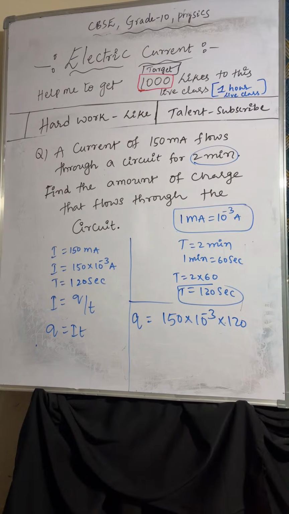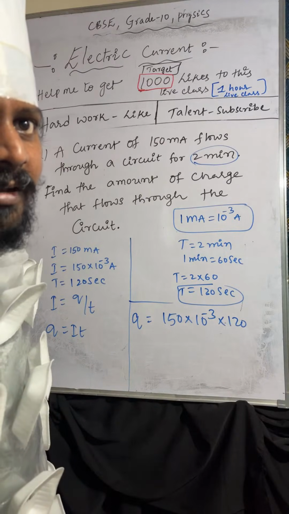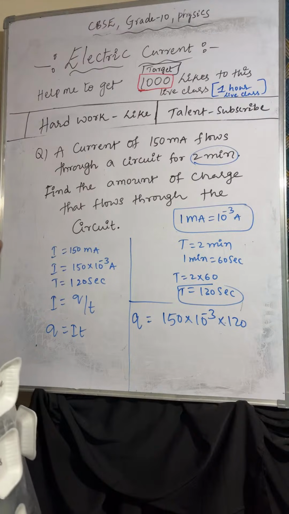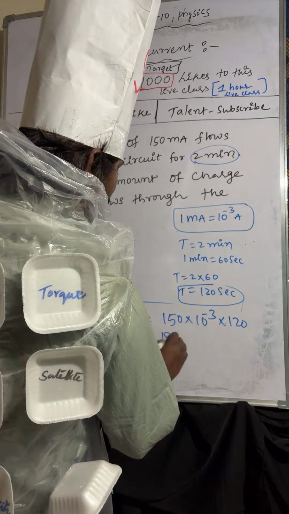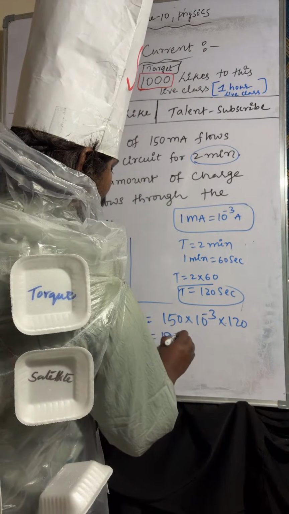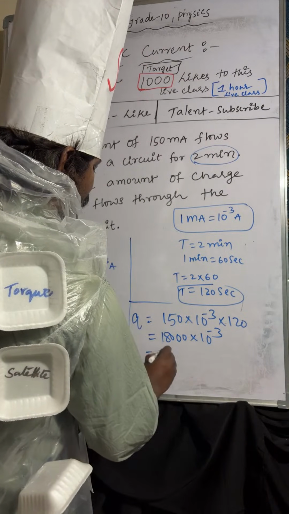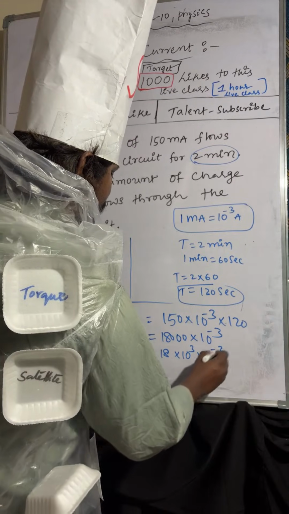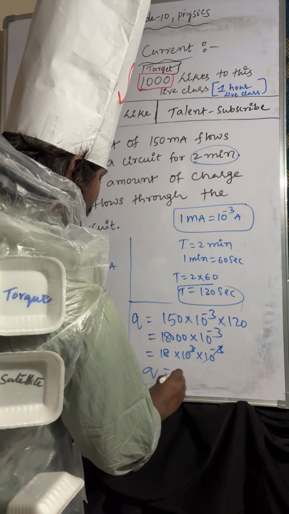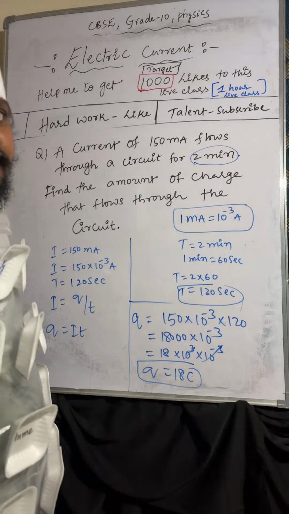Can anyone tell, 15 into 12? 180? Yes or no? Yes, so you can see 180 into 10 power minus 3. So 180 into 10 power minus 3 is 0.18, so Q equals 18 C. Just multiply, you'll get the answer.